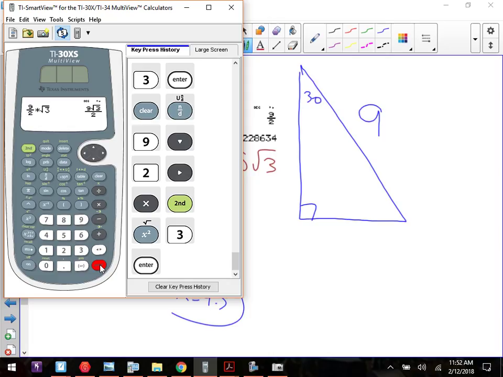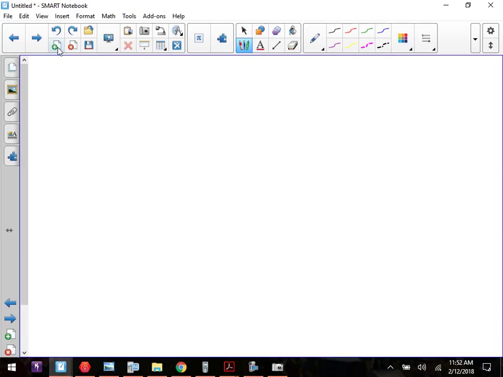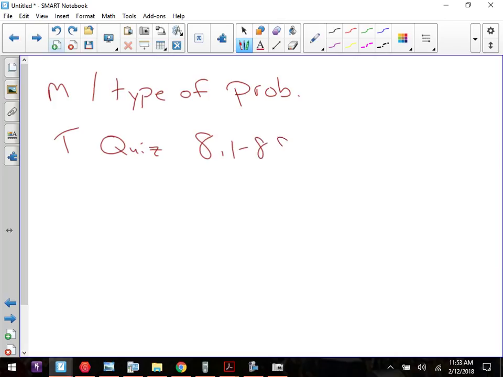What I also wanted to walk you guys through is a little reminder of where we're at this week. We have one type of problem to talk about today, and that's with the specials. Nothing real crazy. Tomorrow, since it's Monday, we're going to quiz, like I said last week, over the first 2 sections, and it's all the same stuff. And then on Wednesday, we start trig.